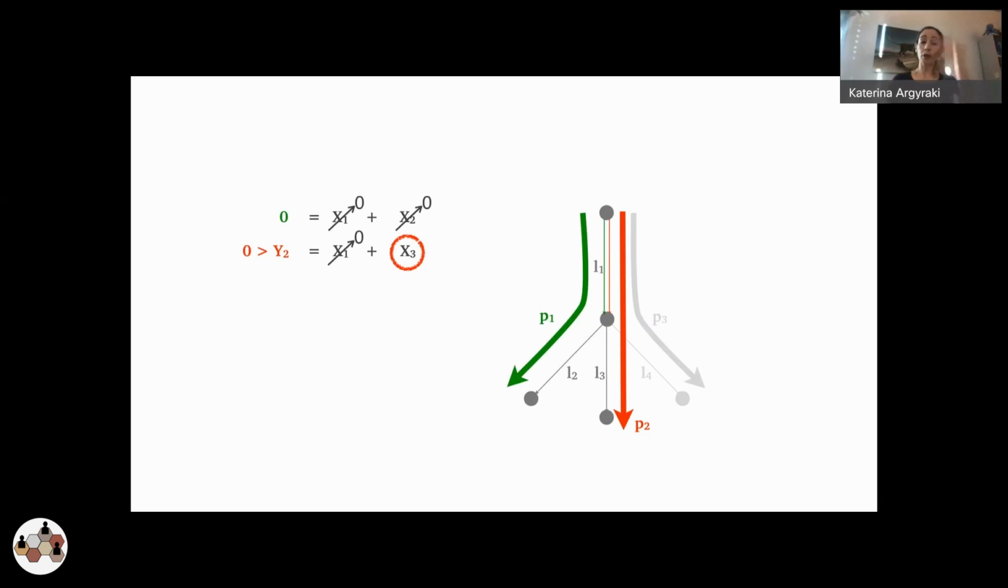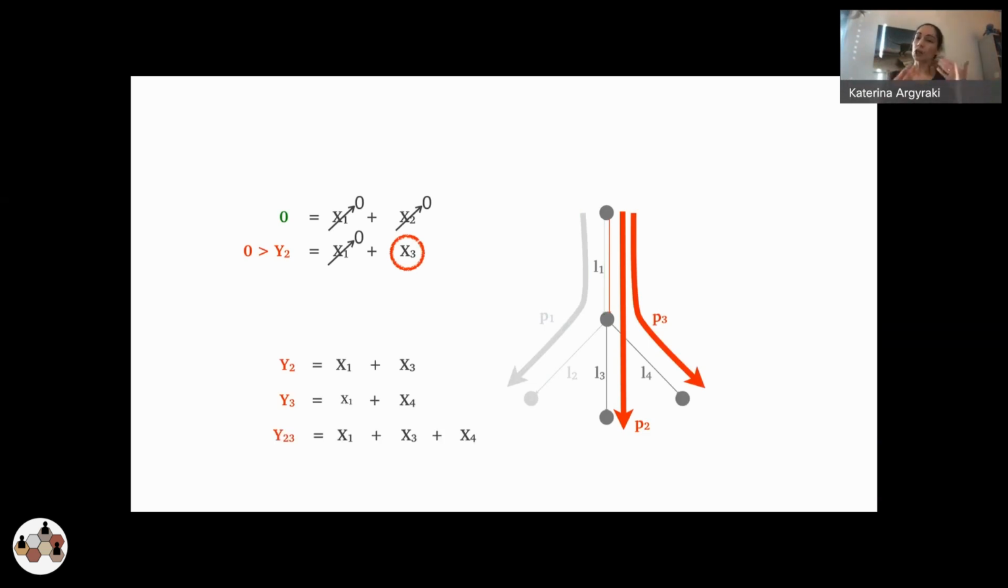Now we can forget about path P1, and we can focus on paths P2 and P3, which, as I said before, happen to be congested at the same time. So we can write an equation about paths P2 and P3 together.